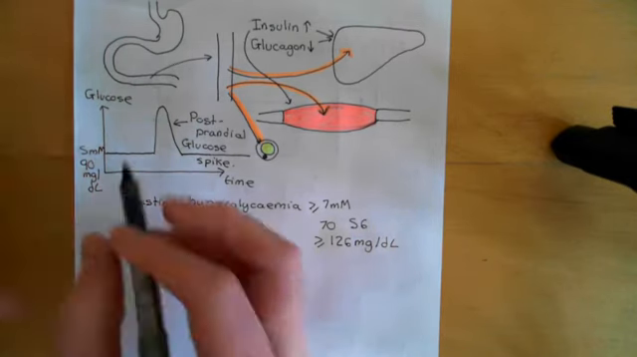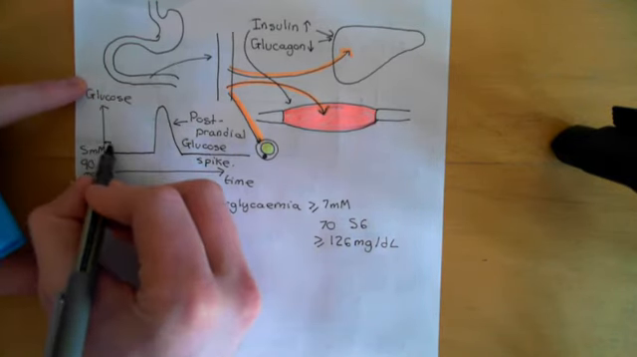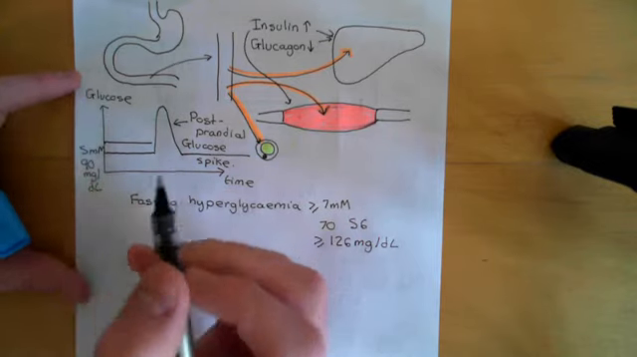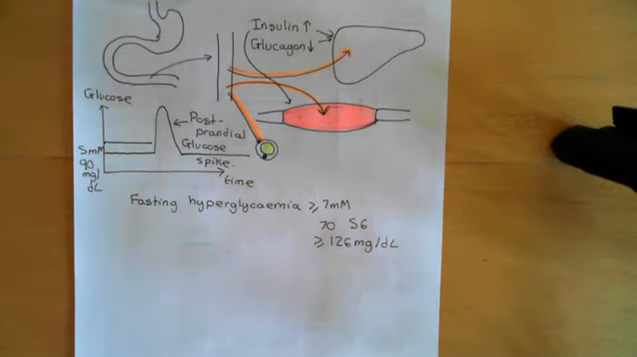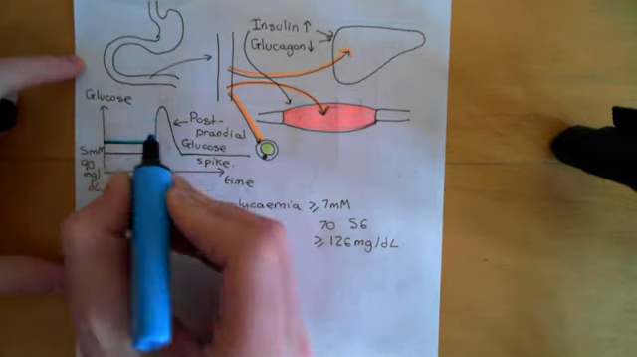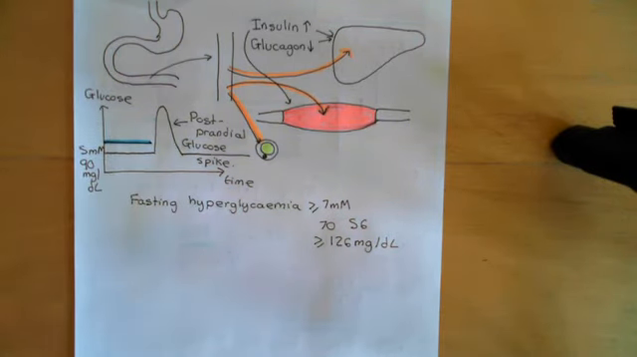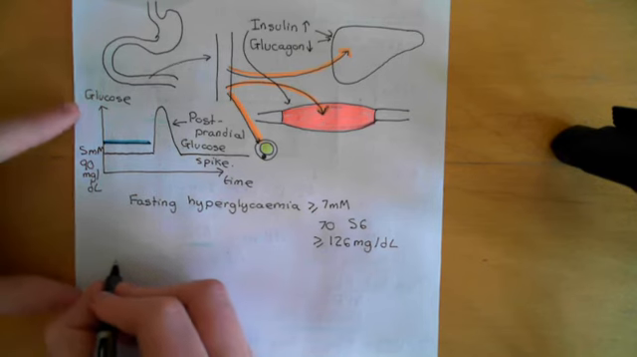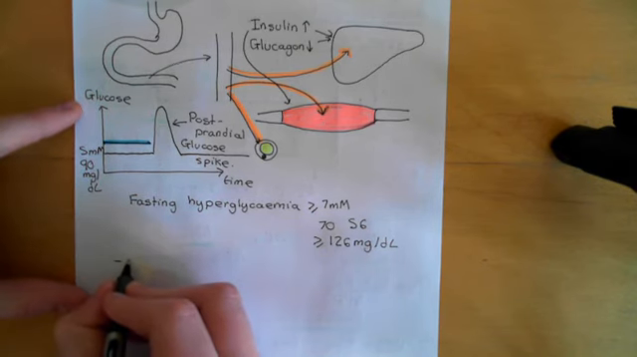Right. So drawing that on the graph, it'll look like this. You have raised blood glucose in the fasting state. So that's one of the features of type 2 diabetes mellitus. And then the other one is that you have horrendous postprandial glucose spikes.